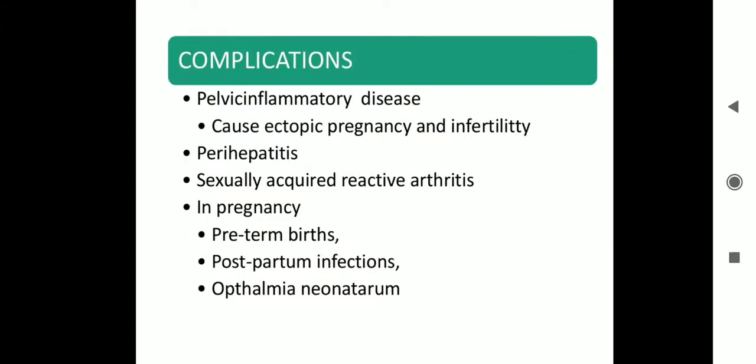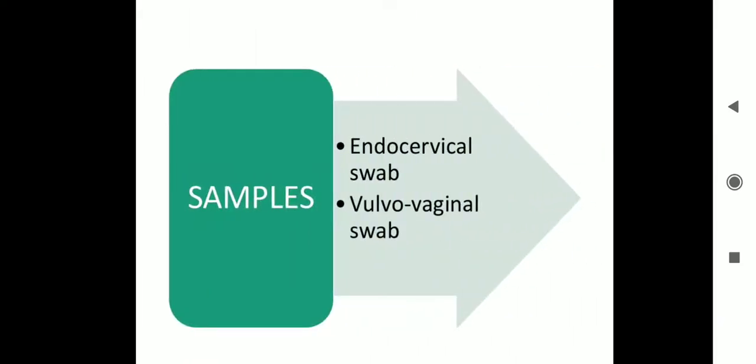What are the complications? It is PID, and it might cause ectopic pregnancy and infertility also. It causes perihepatitis, sexually acquired reactive arthritis. In pregnancy, it might cause preterm births, postpartum infections, ophthalmia neonatorum.